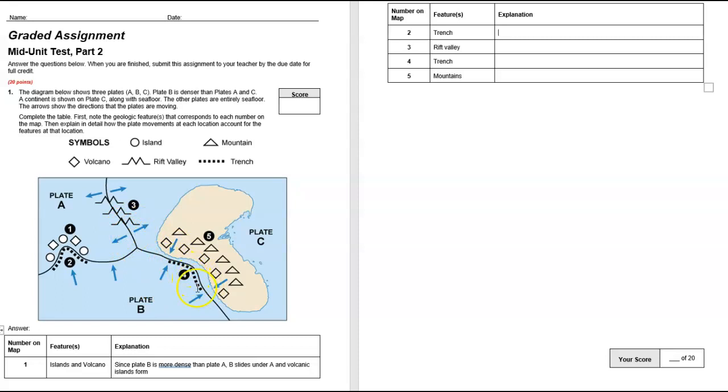Always when you see a trench, it's when you have either 2 oceanic plates, like here an ocean plate and an ocean plate, meeting each other, or an ocean plate meeting a continental plate. That will cause a trench to form because one is going to slide underneath the other, and the place where it slides underneath causes this kind of opening called a trench. The other opening that we see here is when the 2 plates are moving apart. So plate A is moving away from plate C. You're going to have an opening which creates something called a rift valley.